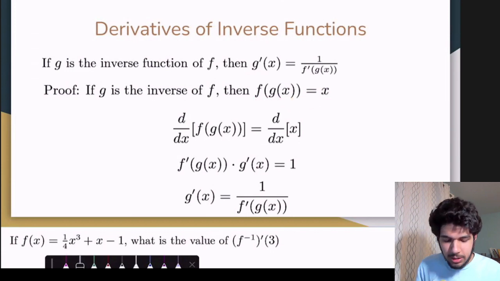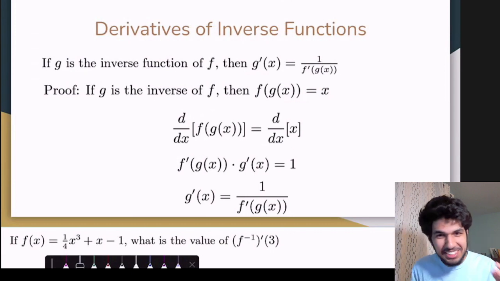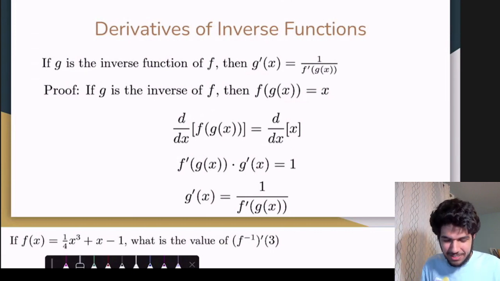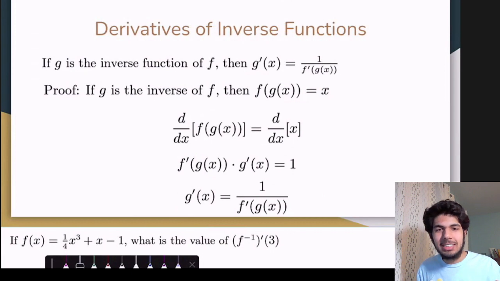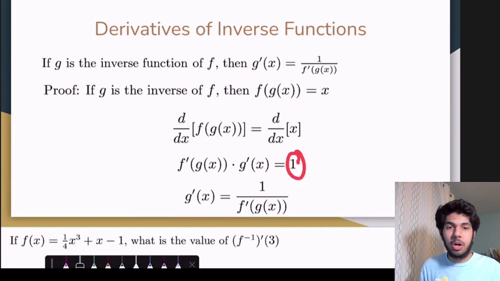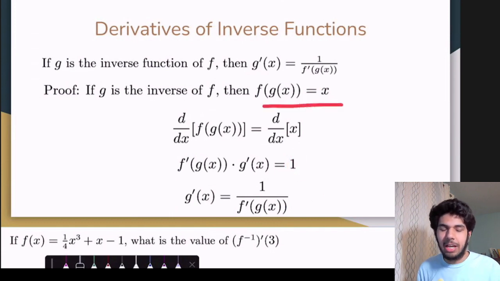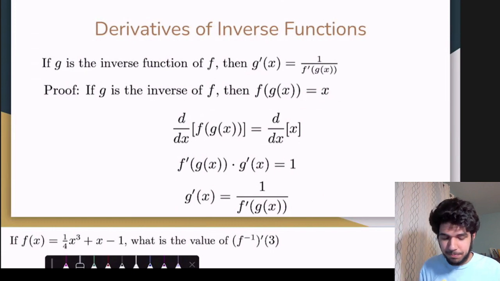So if we take the derivative on both sides, this should look eerily similar to the chain rule, because it is the chain rule. And sure enough, when we take the derivative, we get this, which is the definition of the chain rule. The derivative of x is just 1. So now we just solve for g prime of x, and we get this. So it's like a special case of the chain rule, where the chain rule on the left-hand side equals 1, right? Only because we have this property up here. So pretty neat proof, but also a pretty handy formula.